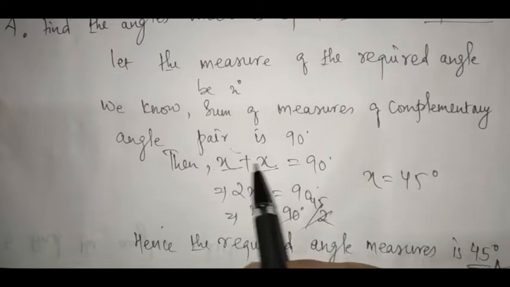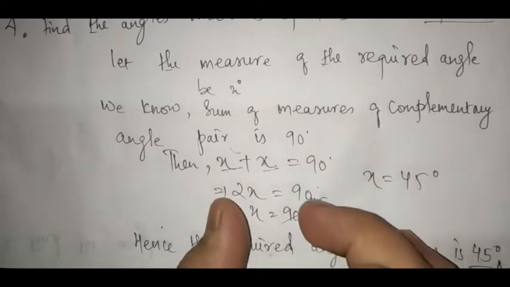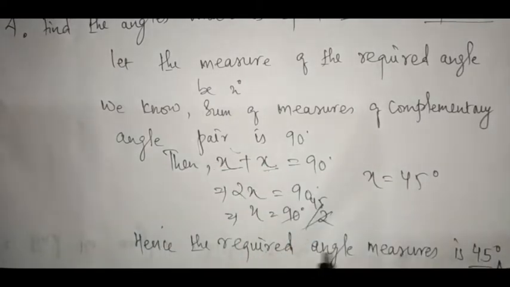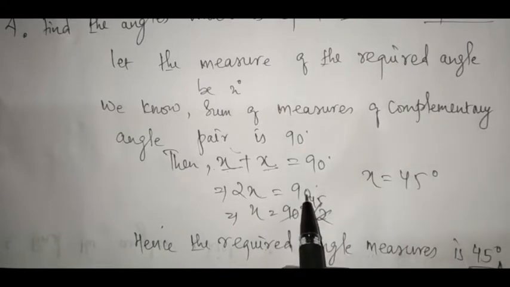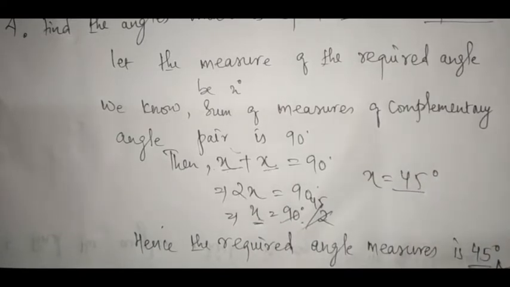Now x plus x, you know that is 2x. This type of sum you have done in simple equations, and in fractions and decimals. So this must be very easy for you. So 2x is equal to 90 degrees, you have to find the x value here, that is 45 degrees. So we can write, hence the required angle measure is 45 degrees.